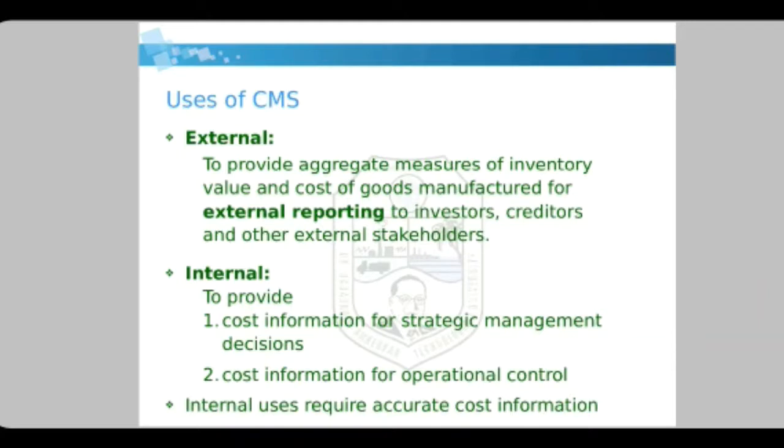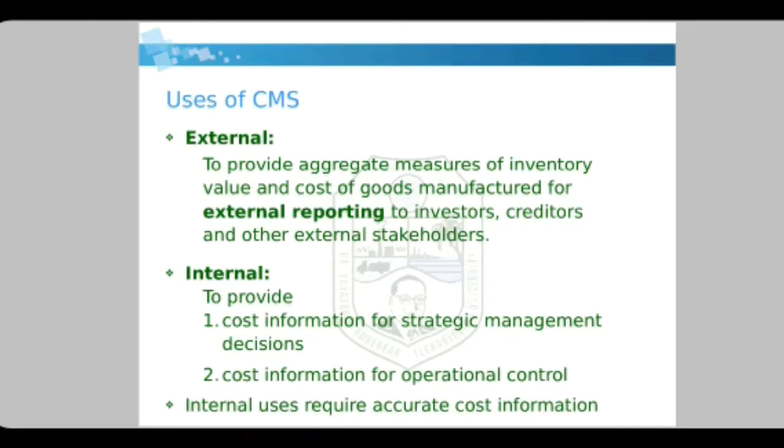So this is a strategic decision they have to make, or what to produce, at what amount to produce, or whether they can produce any new product. So this is a strategic decision they can make on the basis of information about the cost management system. So for internal uses, there should be accurate cost information.